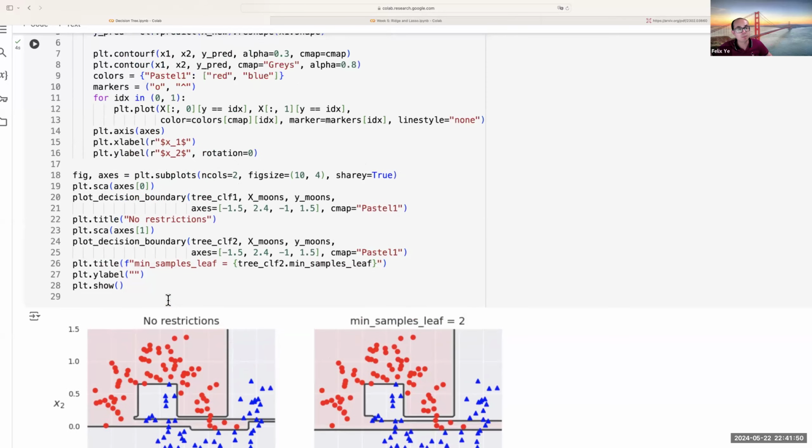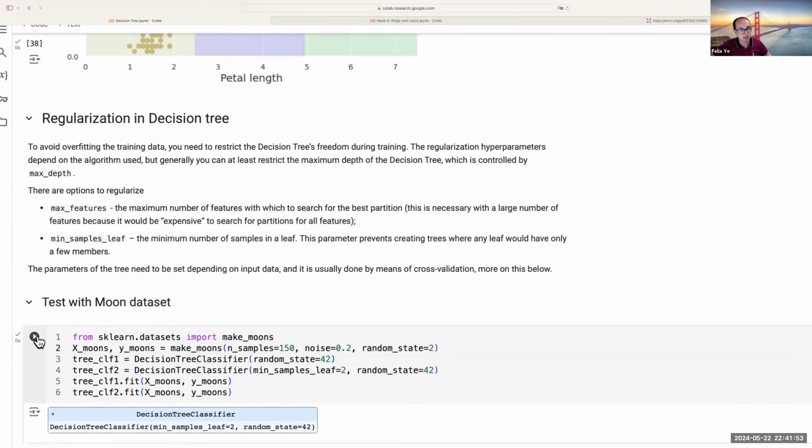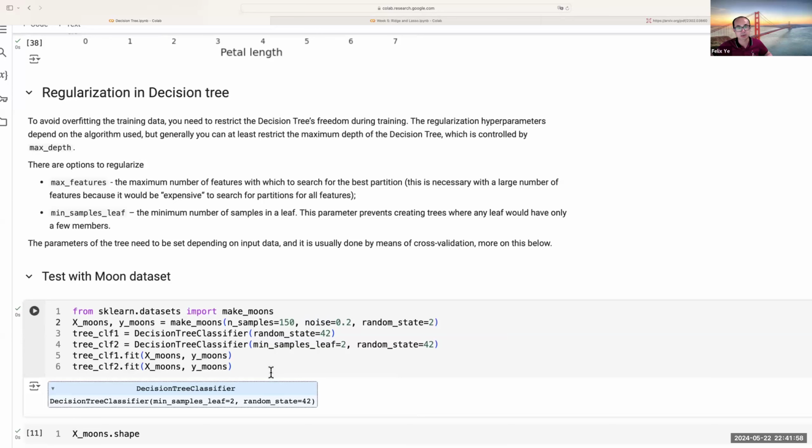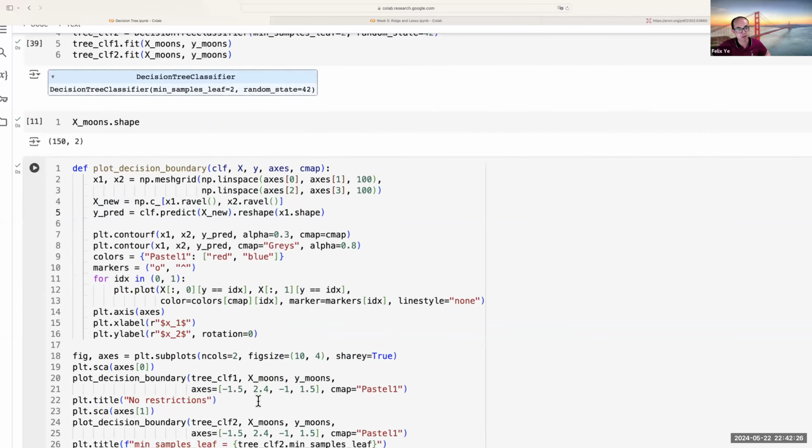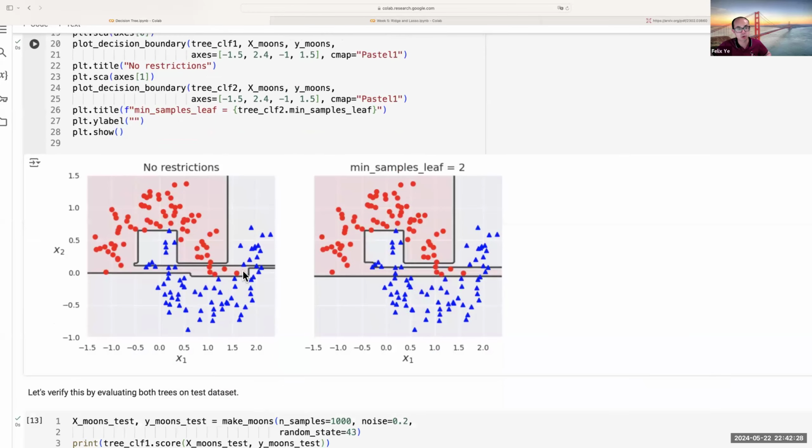Okay, so we're going to create this moon data set with 150 examples and a noise of 0.2, and we're going to train two decision tree classifiers. One is without any regularization. The other has regularization where the minimum sample leaf has to be at least two. So these are the two different decision trees. If we use these functions to plot them out, this is what we have here.